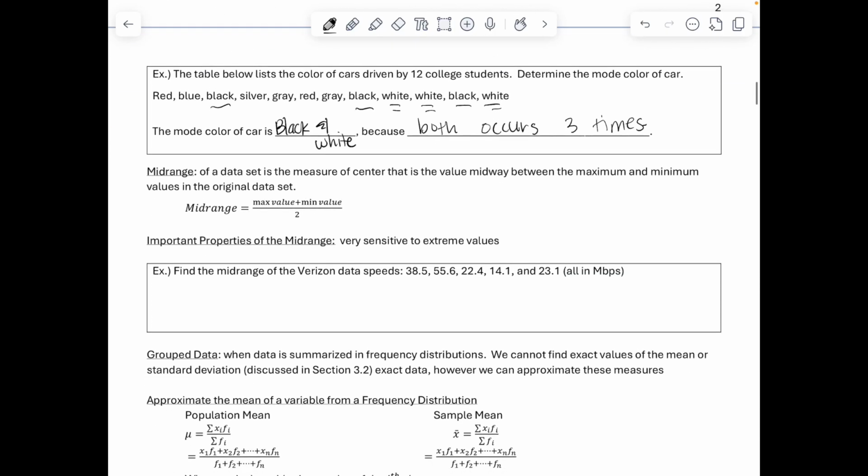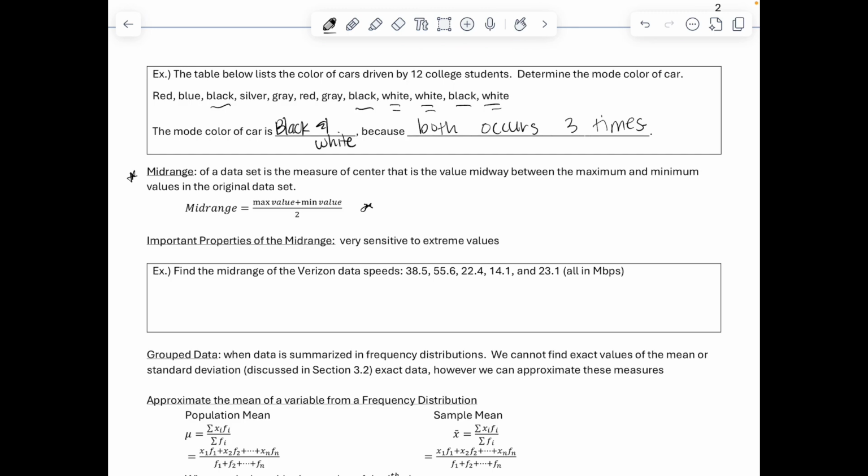The next thing that we have is called mid-range. And mid-range of a data set is the measure of center, that is the value midway between the minimum and the maximum values of the original data set. And so the little formula is given to you guys down here. You would have to take your max value and your min value, add them together, and divide by 2. Important properties about the mid-range is that they're very sensitive to extreme values.